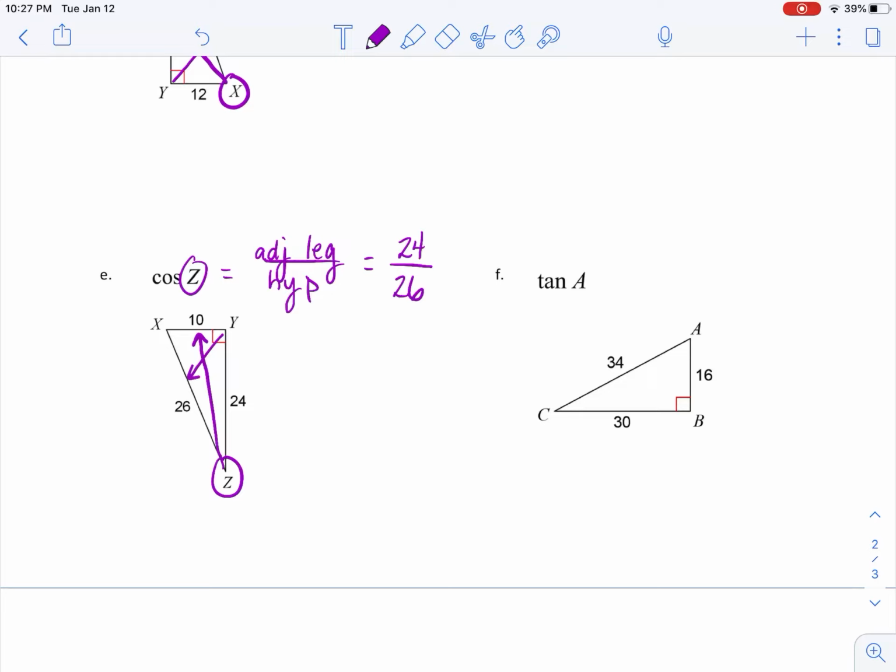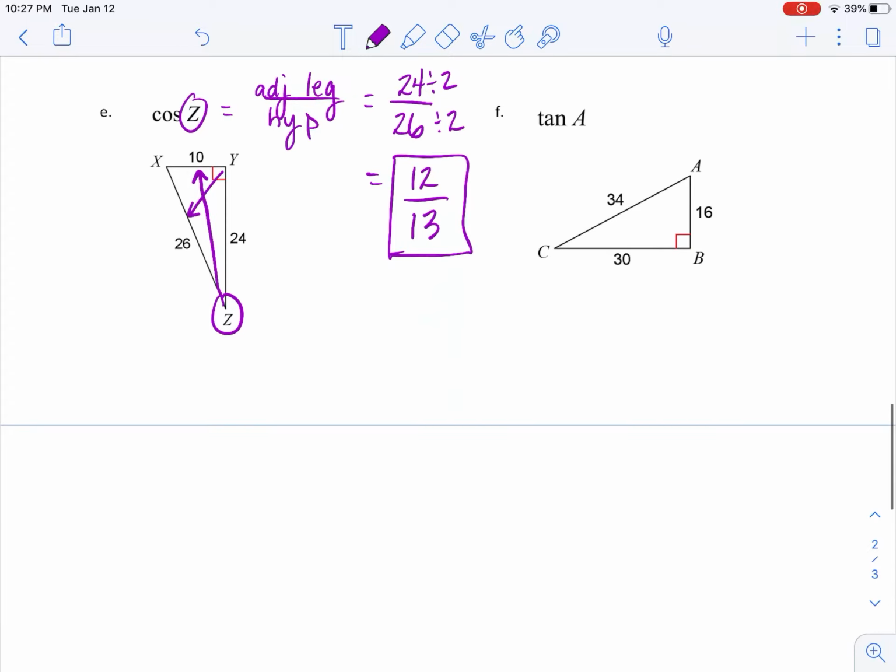I'm not going to box that because in math we should always simplify our fractions. So you really should divide both of these by 2 and not leave it unsimplified, which would make it 12 over 13 instead. So that would be the better way of writing the answer.